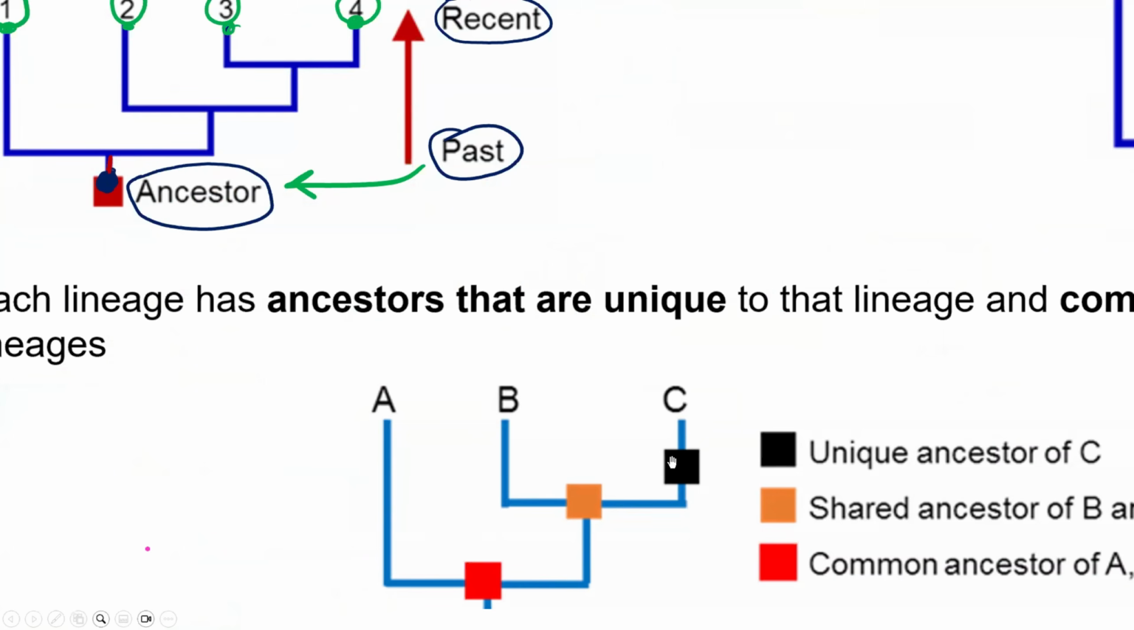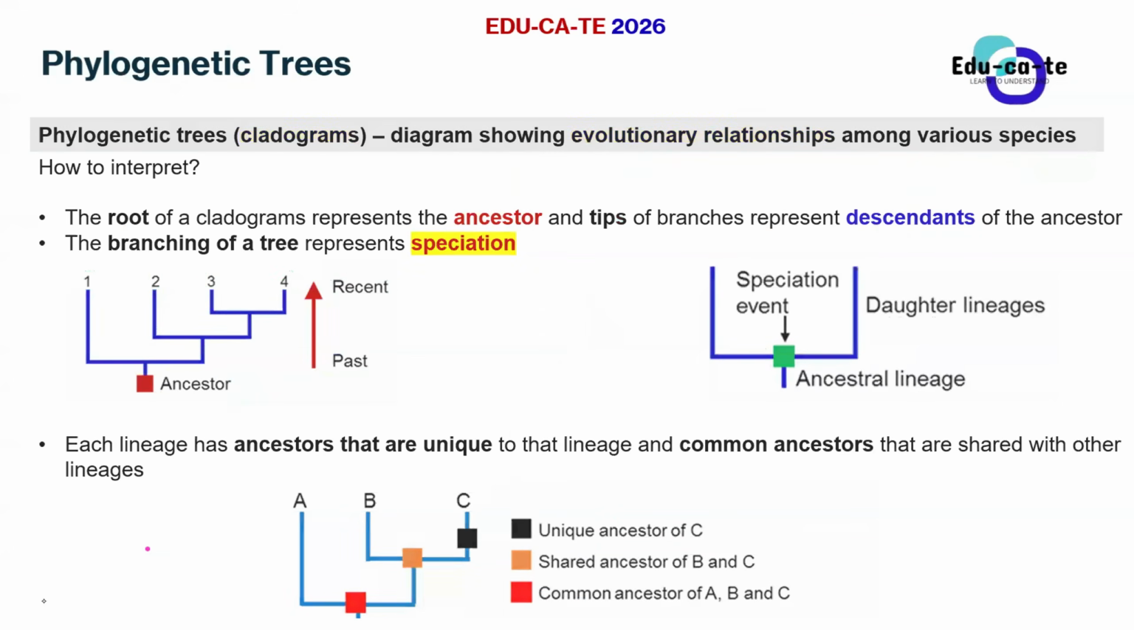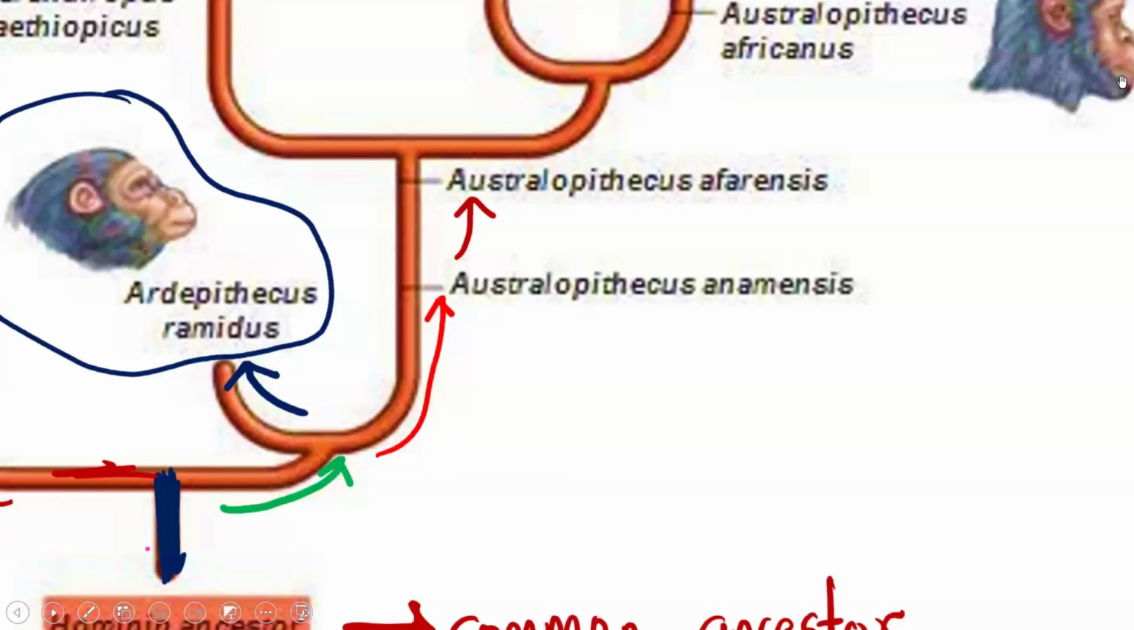So this one here is a unique ancestor of C. I even explained this, guys, with a grandparent. I had written grandparent number 2, and I had written descendant number 3. Descendant number 3 has a unique ancestor, which is grandparent number 2, because there are no other descendants coming from grandparent number 2. A unique ancestor is only leading to one species, it's not sharing with anyone. That's a unique ancestor.